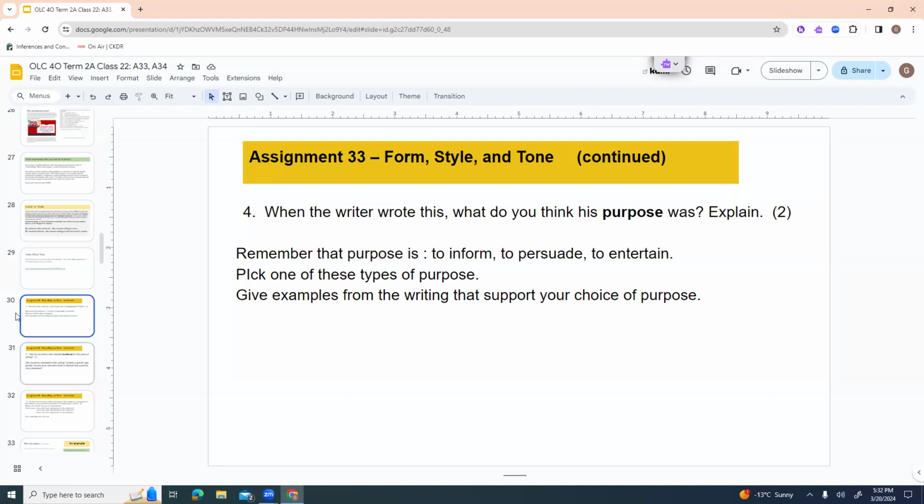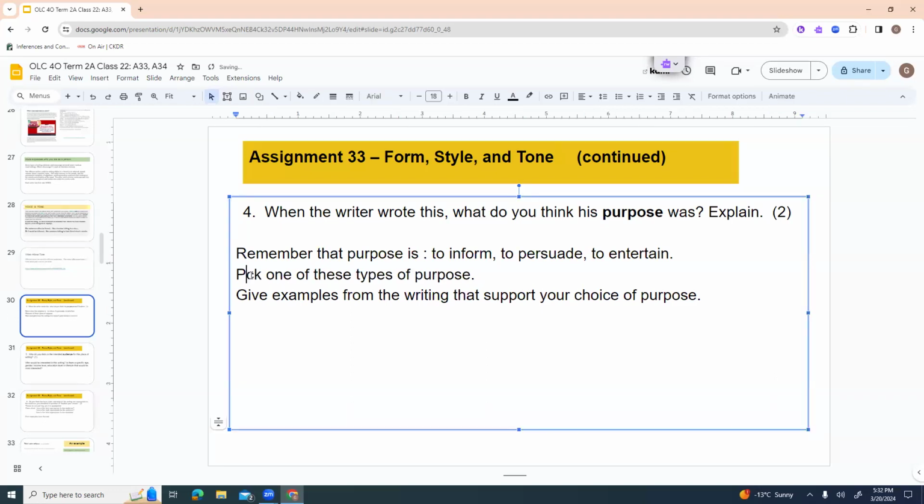So pick one of these types of purposes and give an example from the writing that supports your choice of purpose, right? So I think the writing was to inform because, and then you would explain what makes you think that, okay? When it says explain, you always have to give a reason. So the word because should almost always be in there.